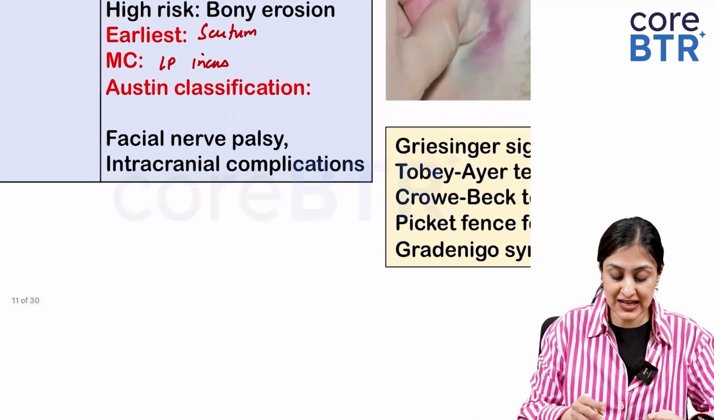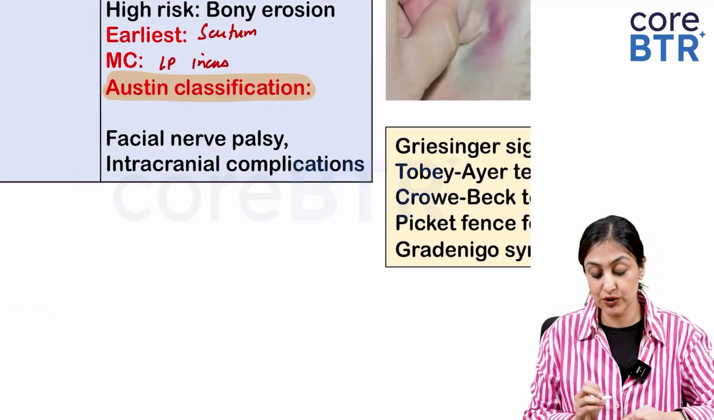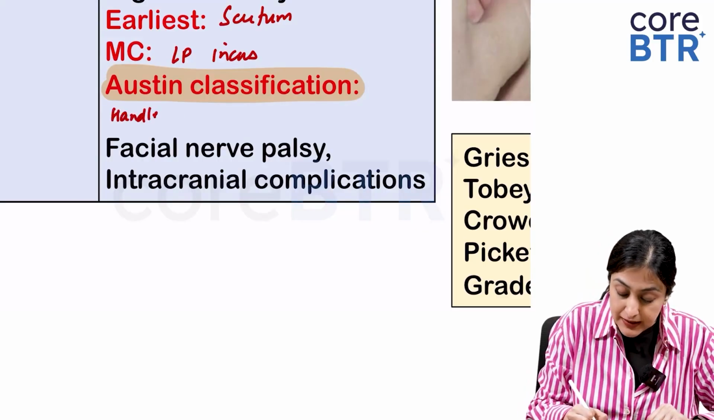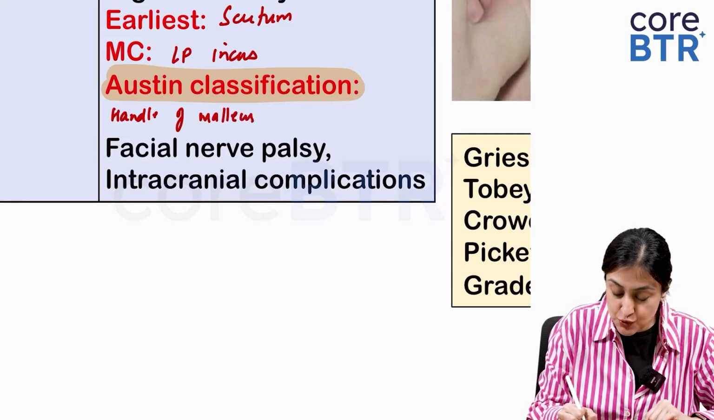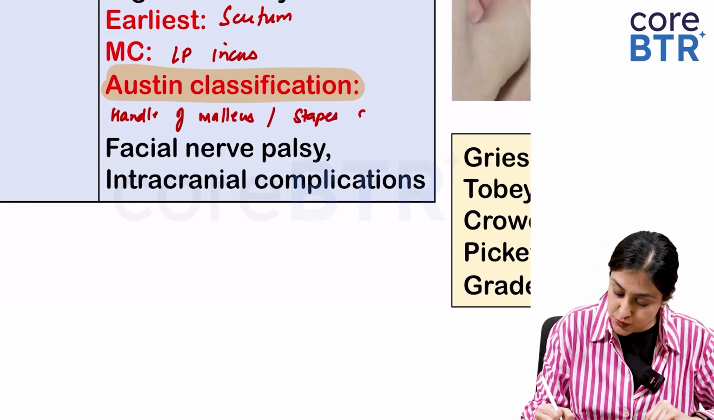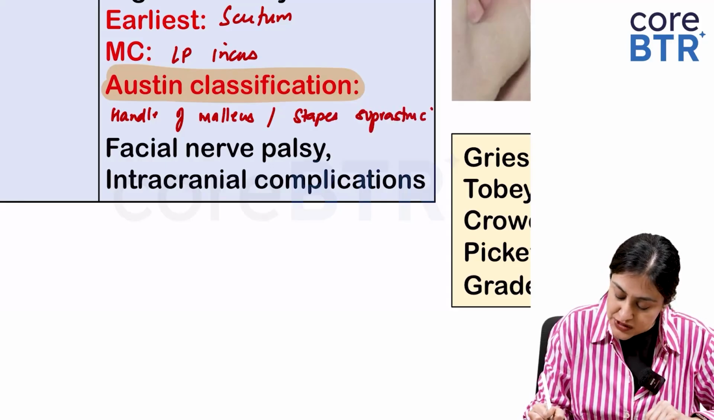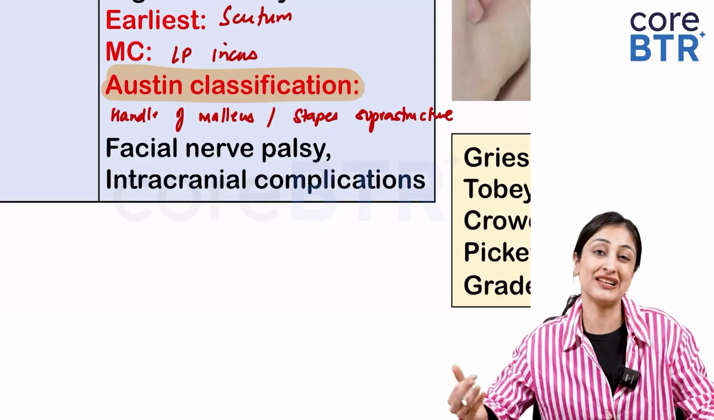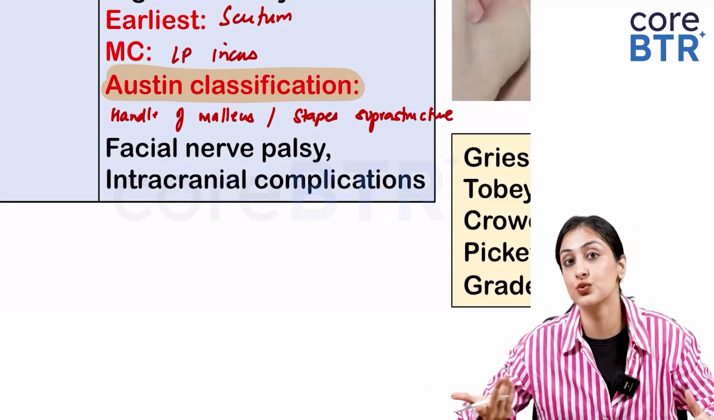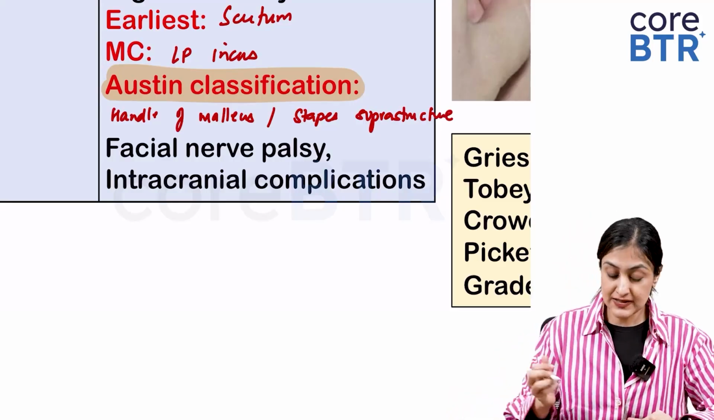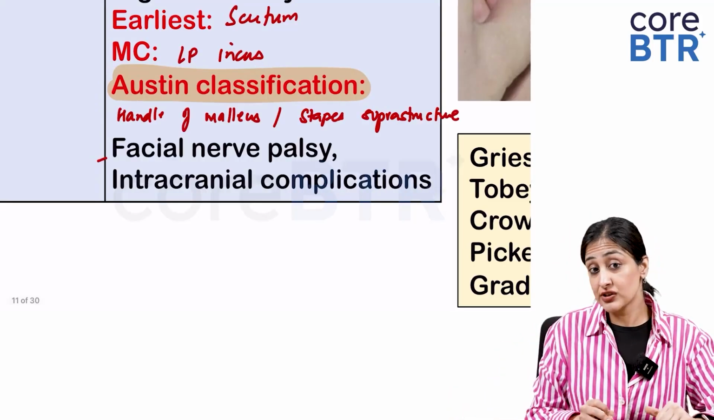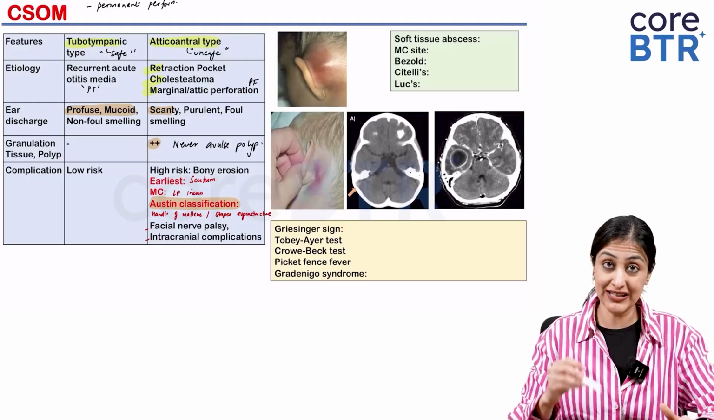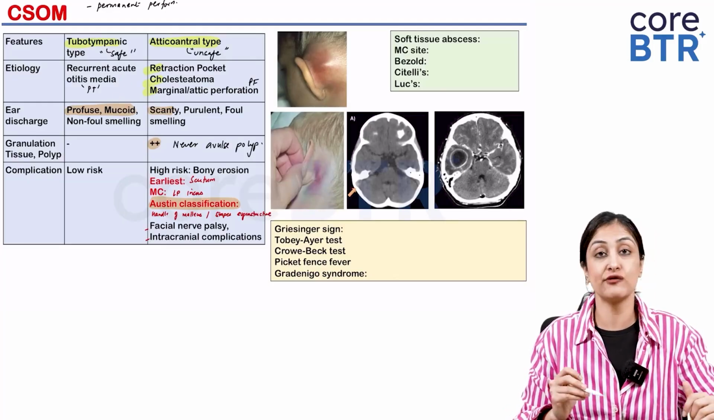So the Austin classification was given for the degree of bone erosion, and he looked at two structures. He looked at the handle of malleus and the stapes suprastructure. Based on this, the Austin classification is basically how much is the erosion, because we're assuming the long process is involved in everyone. What about the other two? So that's Austin for you. This is the one which will have complications like facial nerve and intracranial complications, and I'm going to teach you a bunch of other complications. So this is your CSOM, unsafe versus safe type.